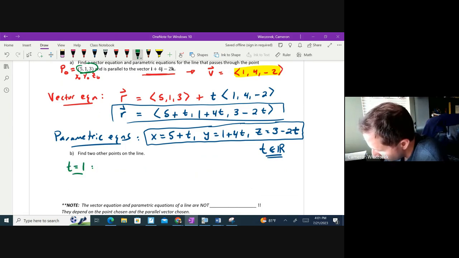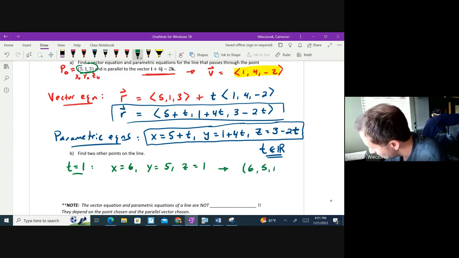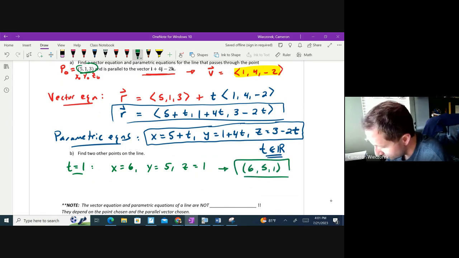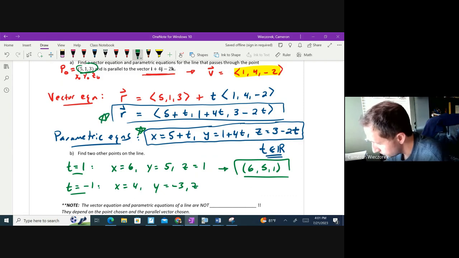Then you're going to end up getting 5 plus 1, so x will be 6. Y will equal 1 plus 4, so 5. And z will equal 3 minus 2, so 1. So another point on the line would be (6, 5, 1). Pick another favorite number. I like the number -1. And you don't have to use these two. You can use any two numbers you want. If you do that, you would get (4, -3, 5) if you plug them in to either our parametrics or our vector equation.